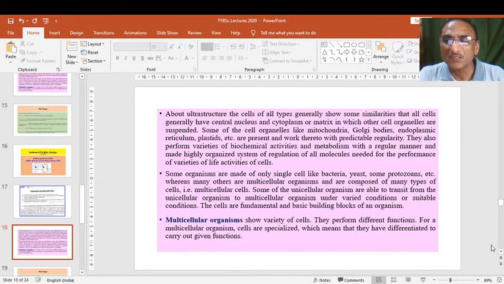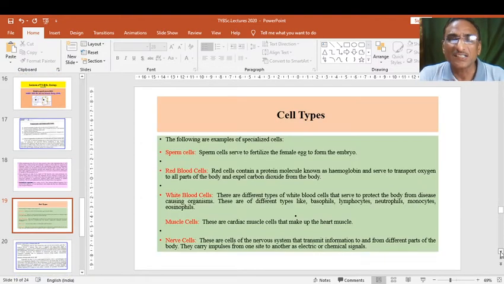Like unicellular organisms, the multicellular organism shows a variety of cells, as we have previously seen. These are sperm cells, red blood cells, white blood cells, muscle cells, nerve cells, or other cell types such as connective tissue cells, or subtypes like cardiac muscle cells, or the gastric organ, which is composed of specialized striped muscle cells or smooth muscle cells.